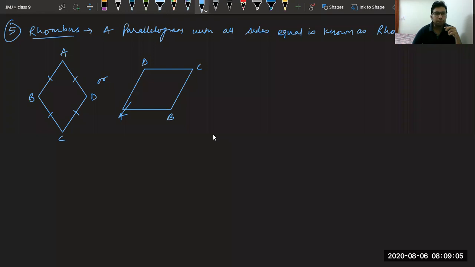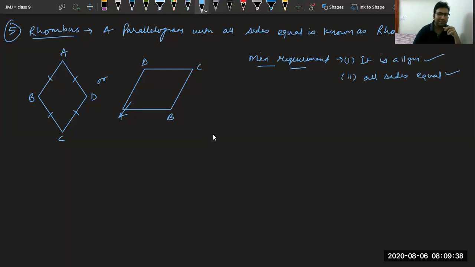Okay, so properties. First of all, minimum requirement to be a rhombus. Minimum requirements are very simple. First, it needs to be a parallelogram. And second requirement is all sides equal. If these two things you prove, you can say the given quadrilateral is a rhombus. Now comes the other properties of rhombus, which come in handy while solving the questions.